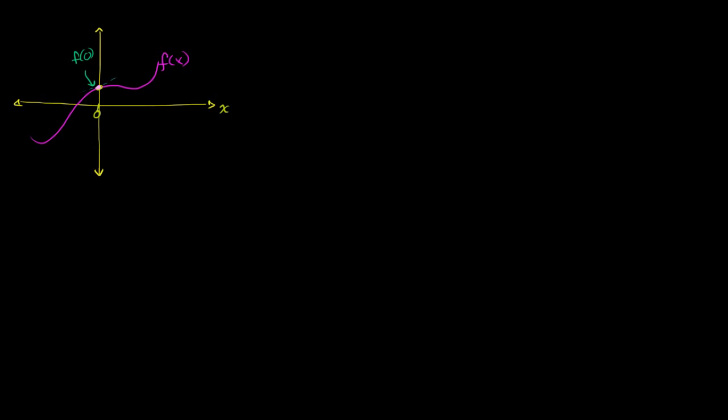So we're assuming that we know what f of 0 is. We're assuming that we know what f prime of 0 is. We're assuming that we know the second derivative at 0. We're assuming that we know the third derivative at 0. So maybe I'll write it third derivative. Well, I'll just write f prime prime at 0, and so forth, and so on.